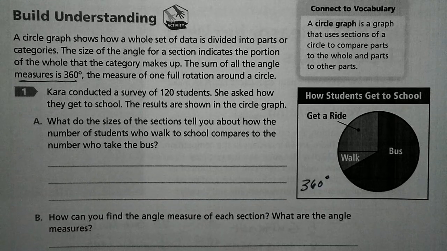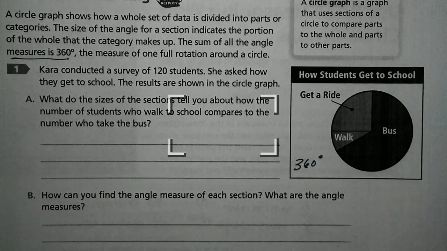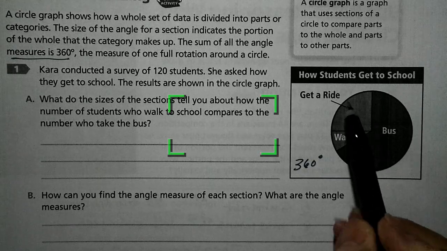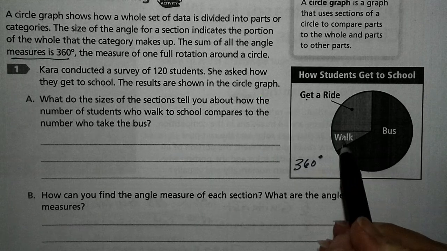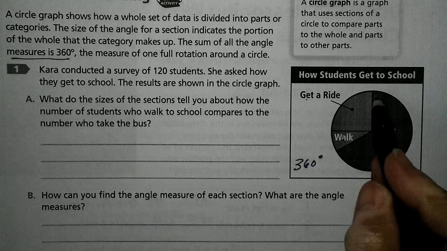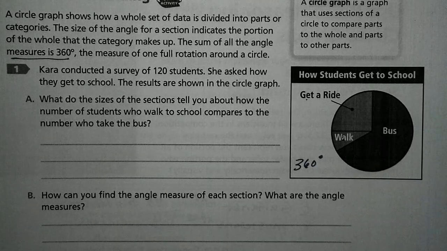So it says Kara conducted a survey of 120 students. She asked how they get to school. The results are shown in the circle graph. Okay, so this amount of people, they get a ride to school. This little amount walk to school, and this big amount take a bus.